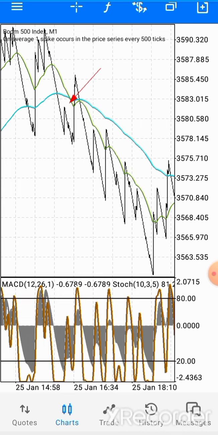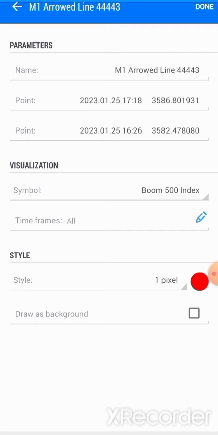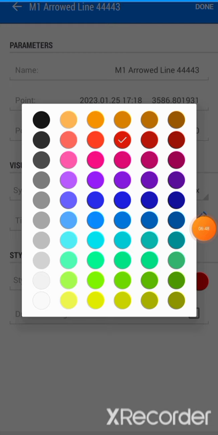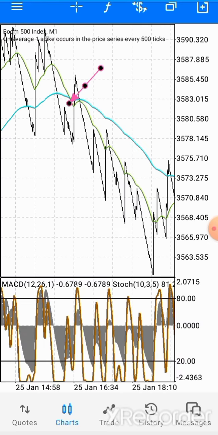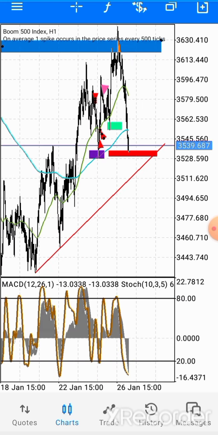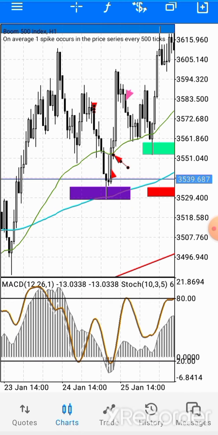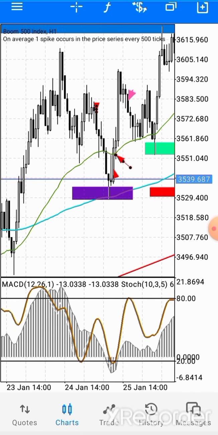Let's check this very point. Let me edit this, increase this pixel. Let me change this color, let me use the pink. Yeah, pink. Done. You can see, let's trace that pink right here on H1. You can see where the pink showed up. The pink showed up after the price has already moved out from the supports. Okay, price moved out to this point. That's where you got that pink pullback.